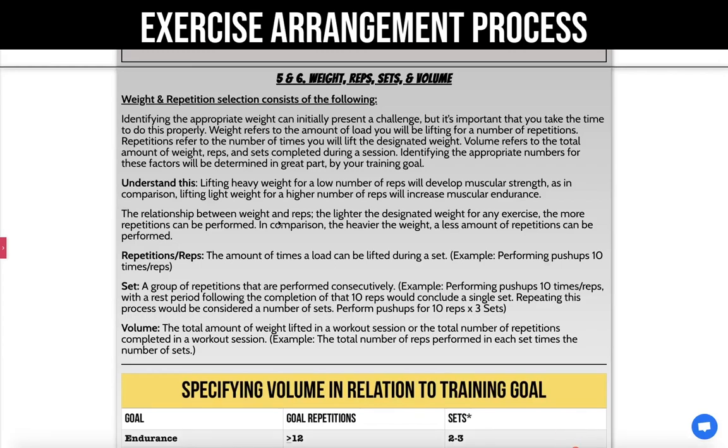Repetitions, also known as reps. So if you see repetitions or reps in a program, it means repetitions. They're the same. The amount of times a load, let me start from the beginning so you don't get confused. Repetitions, reps: the amount of times a load can be lifted during a set. Example, performing push-ups 10 times. So if you're doing push-ups 10 times, you're doing 1 push-up, 2 push-ups, 3 push-ups. The amount of push-ups that you do, that is the amount of repetitions.